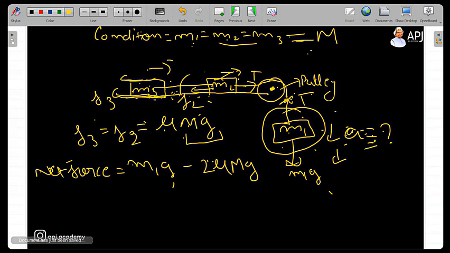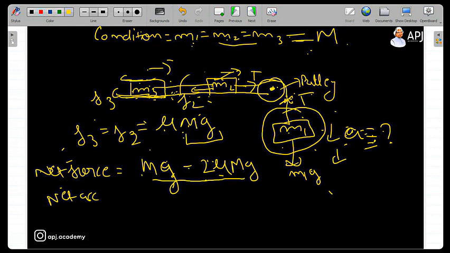Basically this m1 is also equal to m. Okay, ठीक है, तो मैं यहाँ पर भी चेंज कर सकता हूँ. This m1 is also equal to m only. So this is mg minus 2 mu mg. This is the net force. What will the acceleration be? Net acceleration will be, simply, you divide this by the total mass of the system, which is 3m. That is your net acceleration.